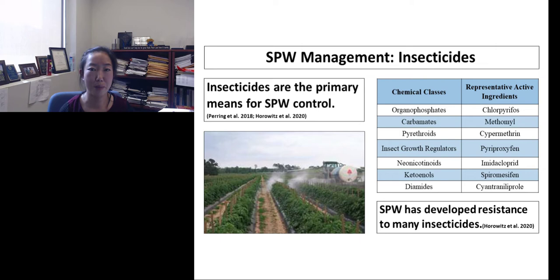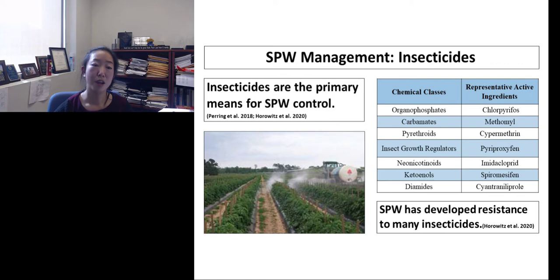However, due to the intensive insecticide application, the sweet potato whitefly has developed extensive resistance to many insecticides. From this table, you can see the chemical classes and the representative active ingredients that the sweet potato whitefly has developed resistance to. Since they have already developed extensive insecticide resistance, other alternatives are warranted, such as resistant plant varieties and biological control using nematodes.